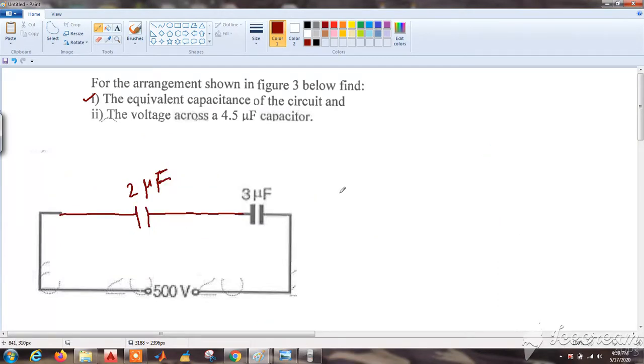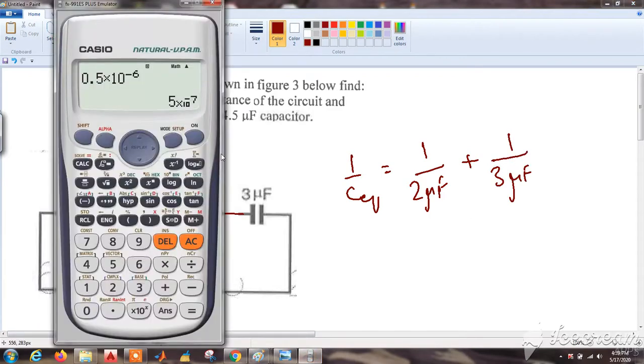Now coming to our last step of finding the equivalent capacitance, the two capacitors are connected in series, so the equivalent will be 1 by C1 plus 1 by C2, as we have already seen. So 1 by 2 microfarad plus 1 by 3 microfarad. Now let's calculate this in the calculator.